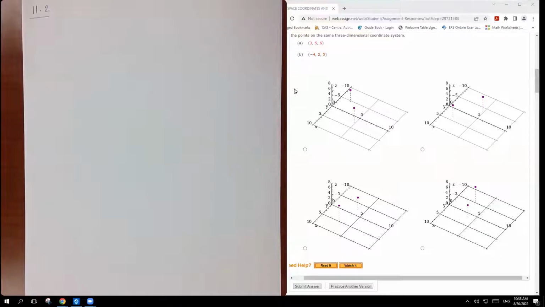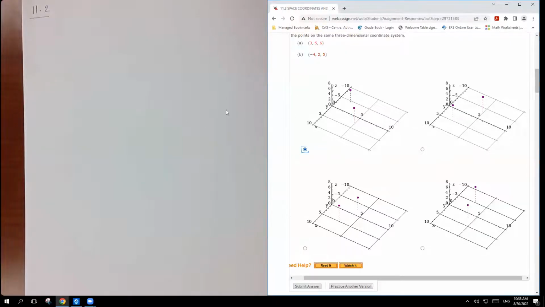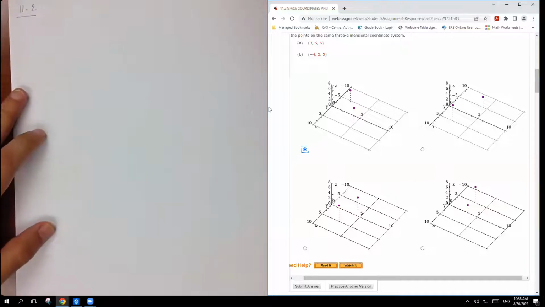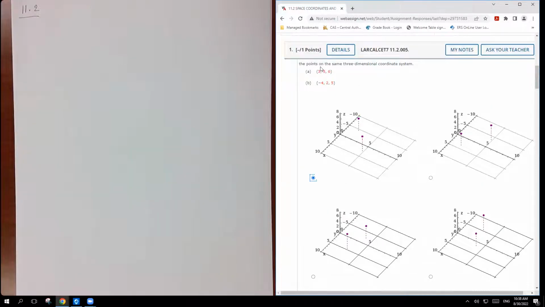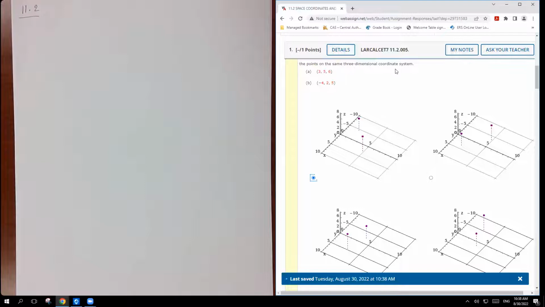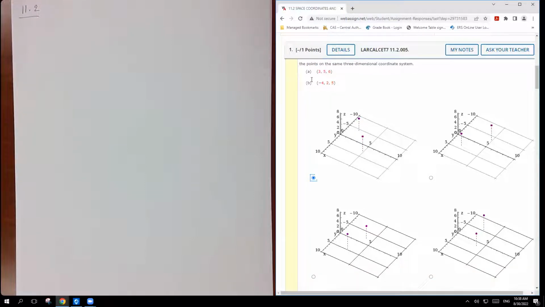So the first one, they ask you to graph the points in the same three-dimensional coordinate system. Just graph these points: A (3, 5, 6), X, Y, and Z. So be careful here when you choose the solution. I already did here, which is wrong.